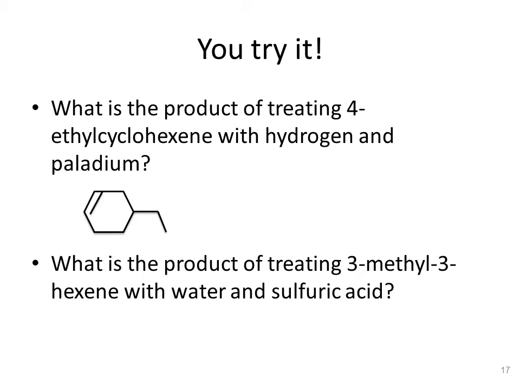The first thing that you need to do in determining what is the product of treating 4-ethylcyclohexene with hydrogen and palladium is to draw the 4-ethylcyclohexene, which I have shown here. Next, you know that you're going to be adding hydrogen across that double bond, so your product will be without the double bond. So you will write this as your product.